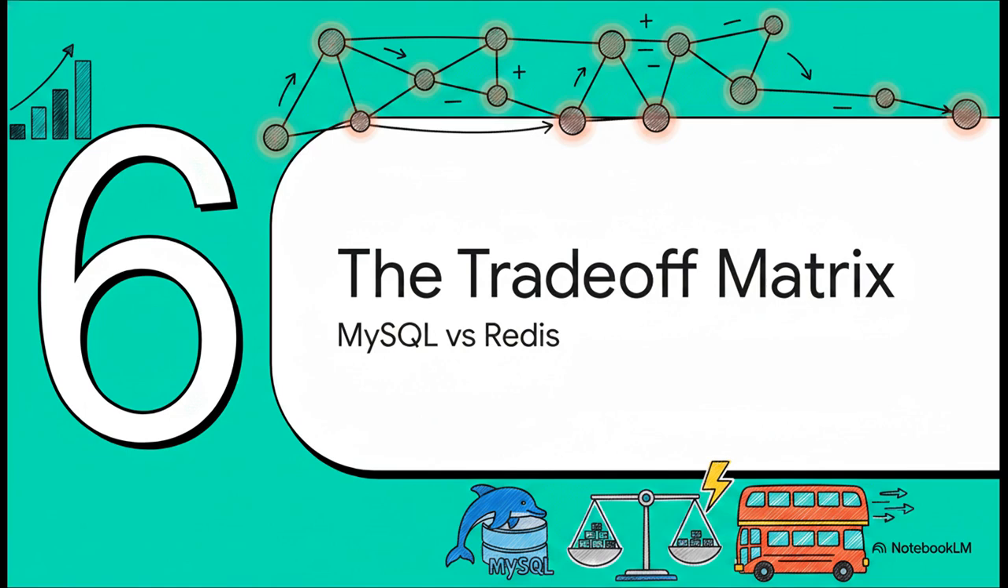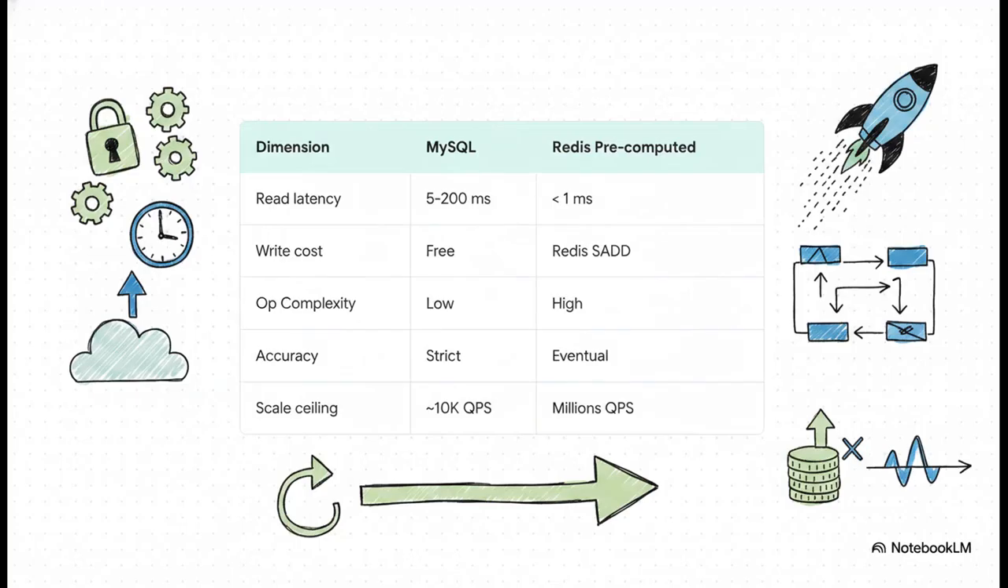Section 6. The trade-off matrix. Let's compare the two. The naive MySQL approach has a realistic ceiling of maybe 10,000 queries per second, with read latencies creeping up to 200 milliseconds. But its operational complexity is incredibly low, and it is strictly mathematically accurate. The Redis pre-computed approach? It drops read latency to under 1 millisecond and scales to millions of QPS. But the trade-off is that the write cost is way higher, the operational complexity means you're managing full Kafka and Redis clusters, and it's only eventually consistent. The real meta lesson here is that the naive database approach is actually the right answer for most companies, until your read traffic mathematically forces you to evolve.